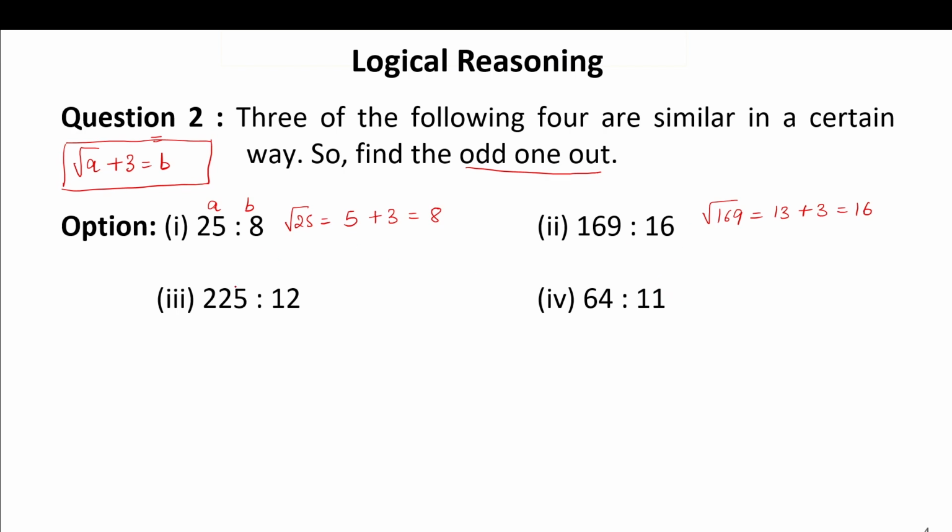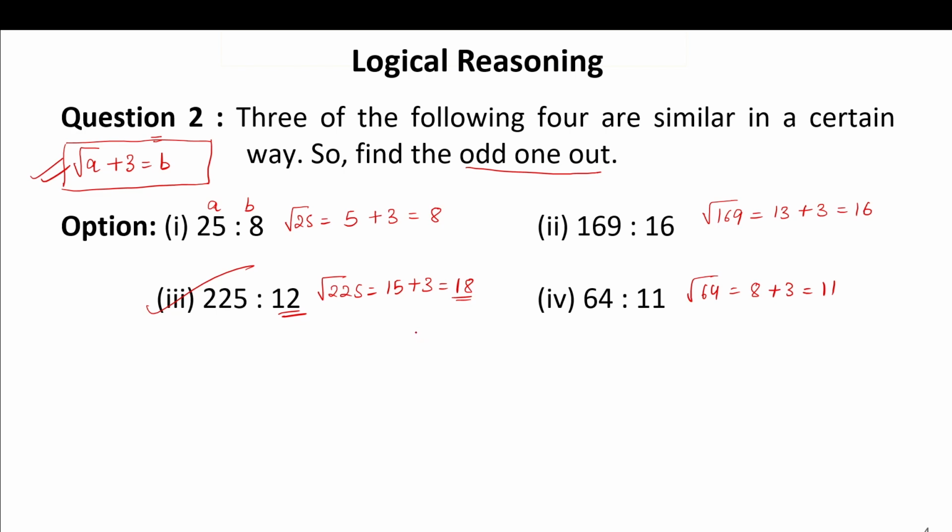Now let me see for option number 3. So for option number 3, 225 under root will be equal to 15. So 15 plus 3 will give me 18, but here we have a different number. Now let us check for option number 4. Under root of 64 will give me 8, and if I add 3 into it, I'll get 11. So option number 1, 2 and 4 follow this logic, but option number 3 is different. Therefore, option number 3 is the odd one out.